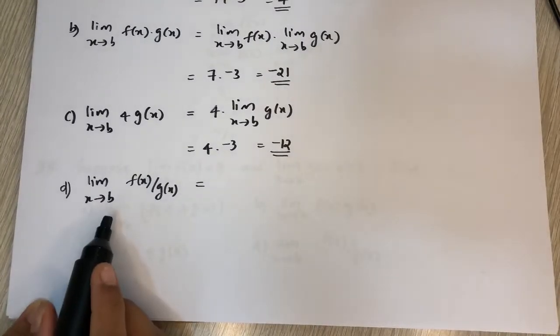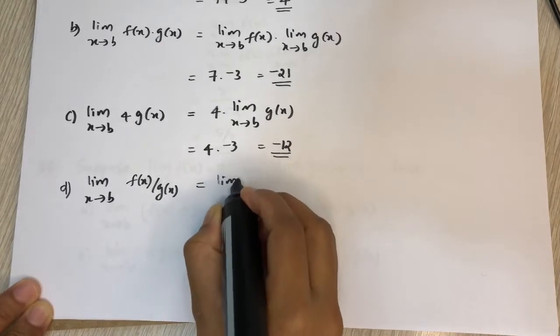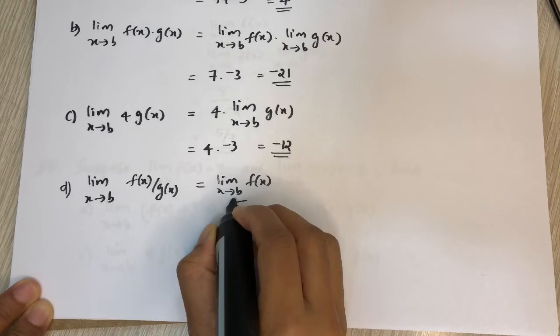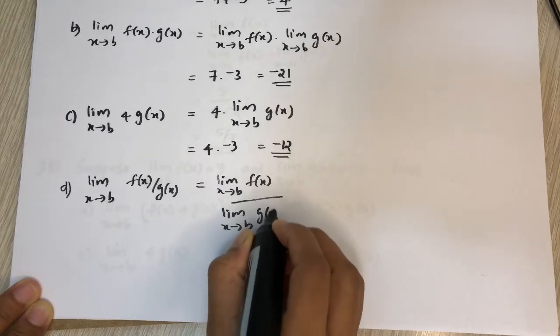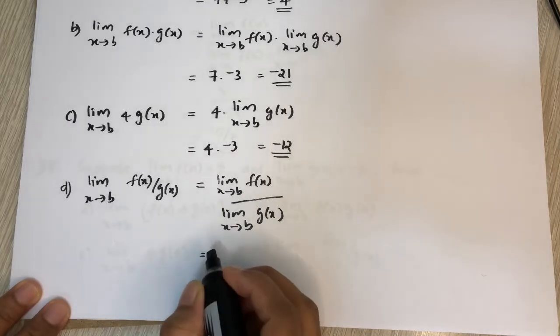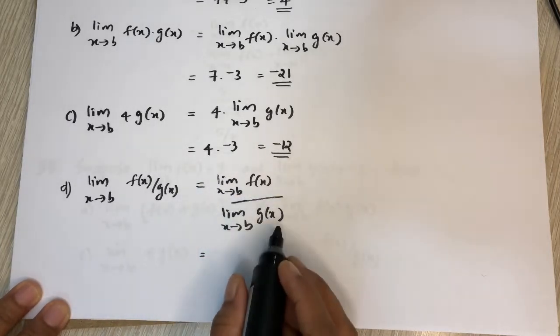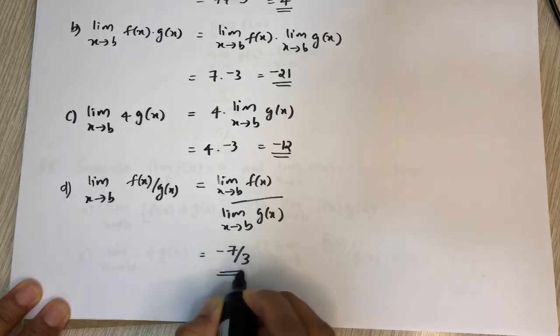D, limit x tends to b f of x by g of x. Quotient rule: limit x tends to b f of x by limit x tends to b g of x. Limit x tends to b f of x is 7 and limit x tends to b g of x is minus 3. Therefore minus 7 by 3.